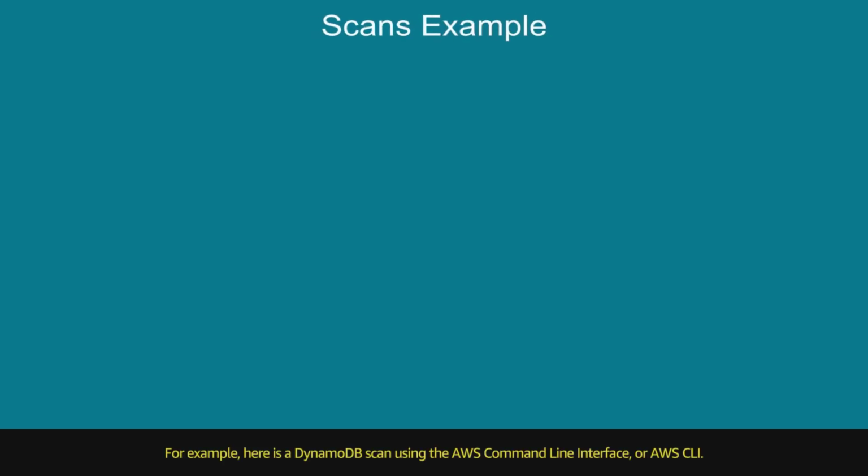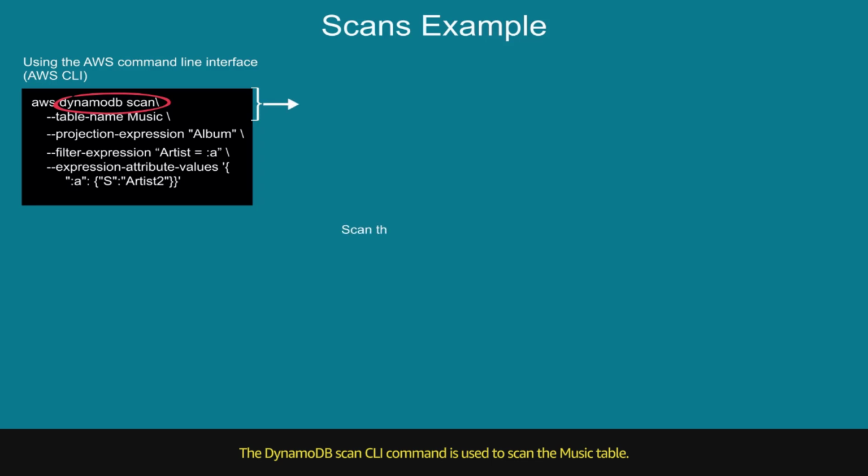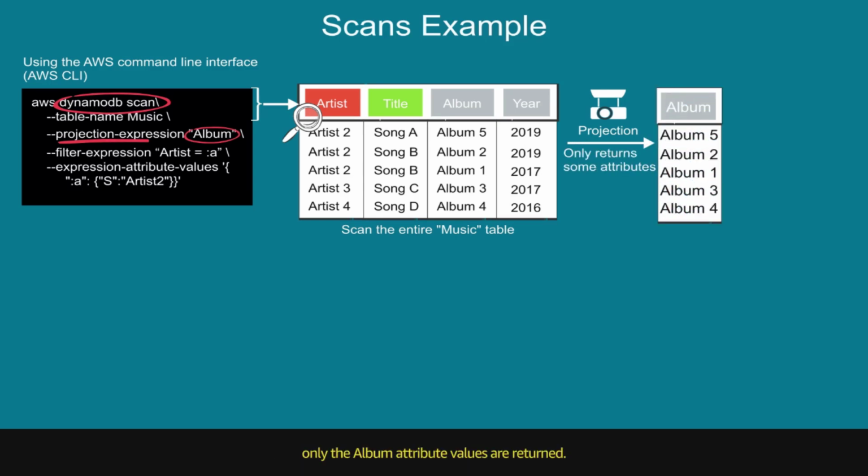For example, here is a DynamoDB scan using the AWS command line interface, AWS CLI. The DynamoDB Scan CLI command is used to scan the music table. You can use the projection expression parameter so that scan only returns some attributes rather than all of them. In this case, only the album attribute values are returned.